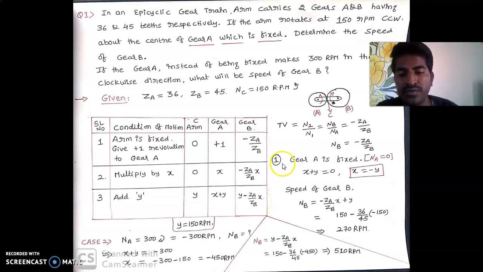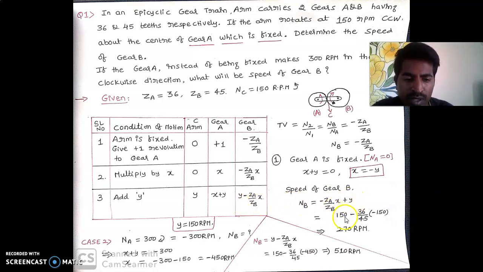Now we'll see the first condition. When gear A is fixed, that is the meaning NA is equal to 0. Now see, what is the speed of the gear A? It is x plus y. And he has given that gear A is fixed. It means x plus y is equal to 0, which means x is equal to minus y. Then we need to find gear B speed, right? Speed of the gear B is nothing but minus ZA by ZB into x plus y, or y minus ZA by ZB into x. Both are same.